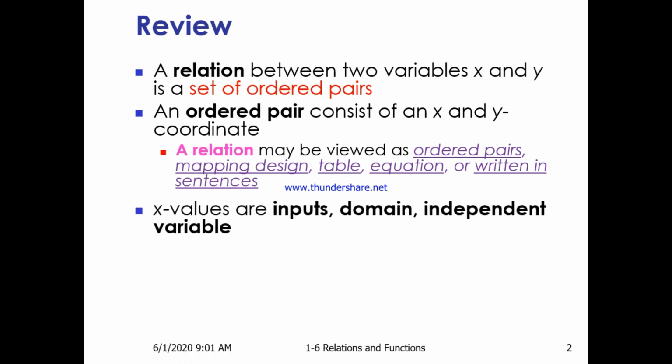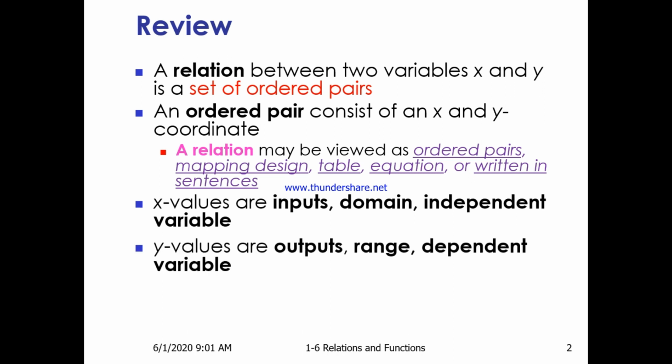An ordered pair or a relation, as I've said earlier, consists of x and y coordinates. The x value in the coordinate can be named as inputs, domains, independent variable. The most common name for x values or the first coordinates in a relation is domain. But sometimes we will also be using inputs and independent variable. While on the other hand, the y values are named as outputs, range, or dependent variable. Or the most common name is range.